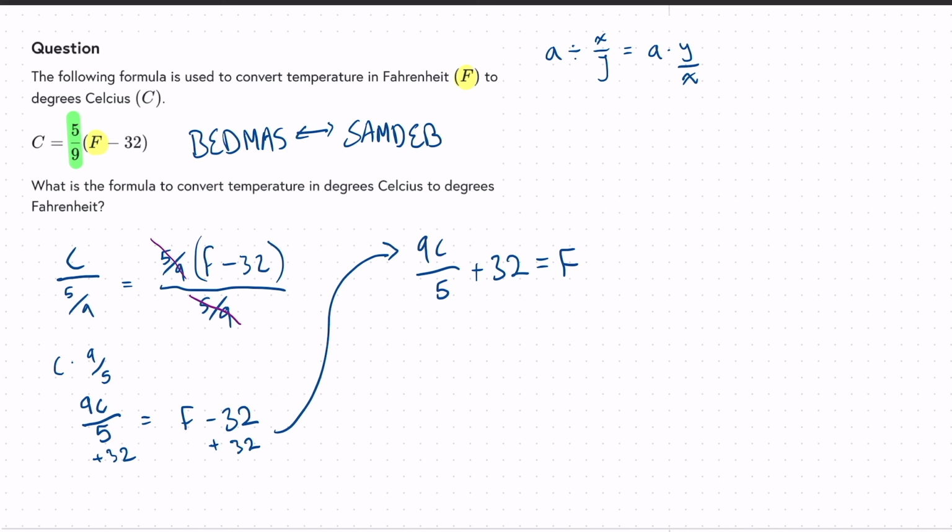So F by itself. And because we like the subject to be on the left-hand side, we're going to rewrite it like this. So if I know now, well, what's the Celsius here, I can substitute that in and spit out the corresponding Fahrenheit.